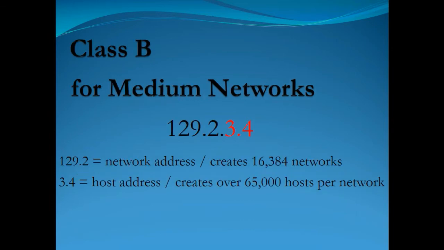So, sa Class B network naman are used for medium-sized network. So, the first 2 octets are for network address, and the third and fourth octets are for the host address. Ang fixed bit naman dito ay yung first 2 bits, which is dapat laging 1 and 0. Kaya makakagawa naman tayo ng 16,384 networks and over 65,000 hosts per network.